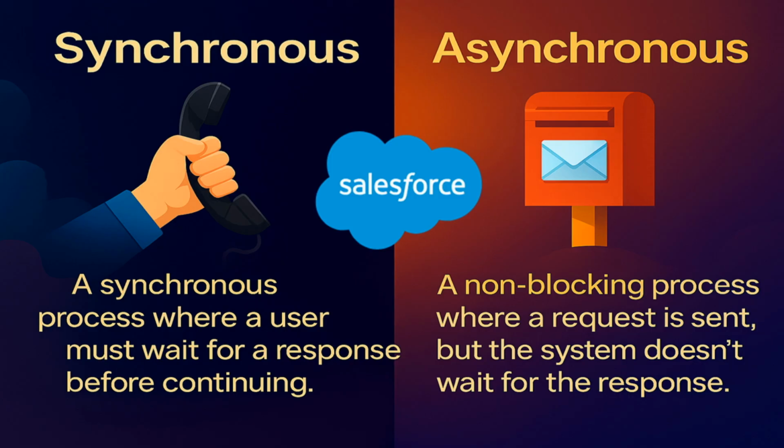First up, let's talk timing. A synchronous process is just like a live phone call. It's a blocking action, which means you ask a question and you literally have to wait for the answer before you can do anything else. On the flip side, an asynchronous process is more like sending a postcard. You pop your message in the mail, and then you just go on with your day, trusting it'll get handled without you needing to wait for an immediate reply.